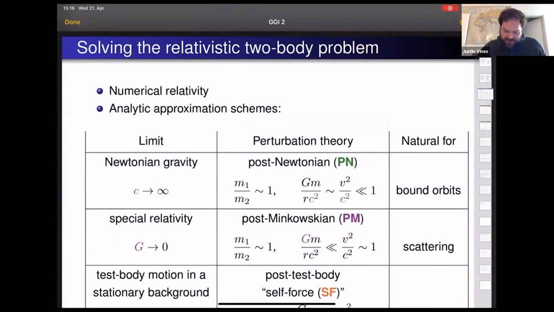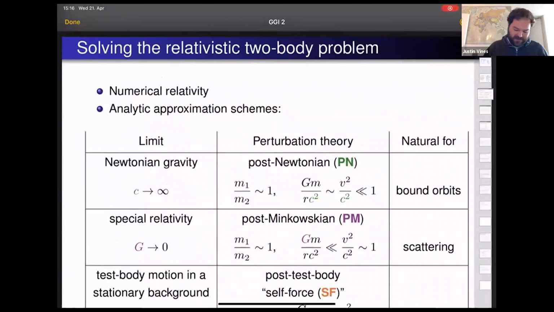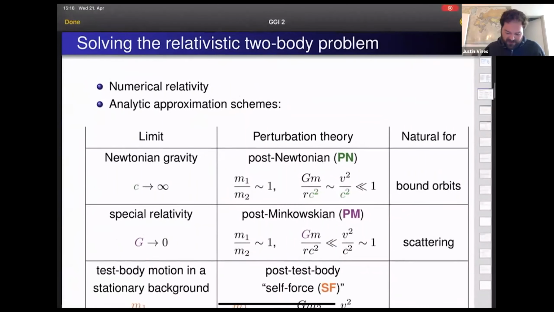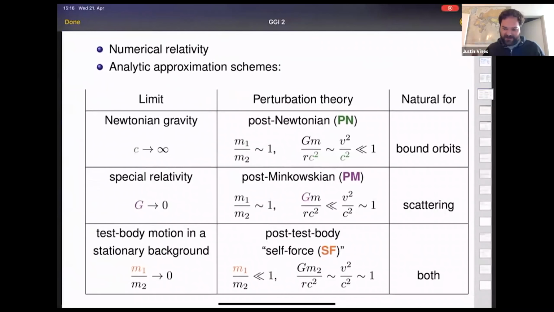I mentioned I will focus on the post-Newtonian, so we mentioned numerical relativity. We'll focus on the post-Newtonian approximation, but let me mention two other very important analytic approximation schemes for solving the two-body problem in general relativity.